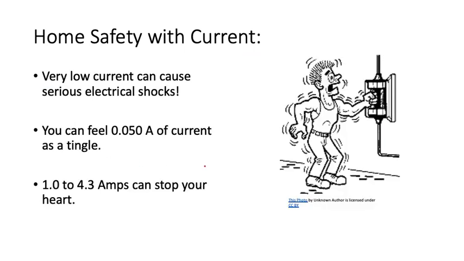The other thing we have to be careful about is our bodies are very sensitive to electrical current, and you can feel 0.05 amps of current. It's a tingly feeling. And if we get up to 1.0, 4.3 amps, we have to be very careful if it goes through your chest because that can actually stop your heart. So we have to be very careful about that.